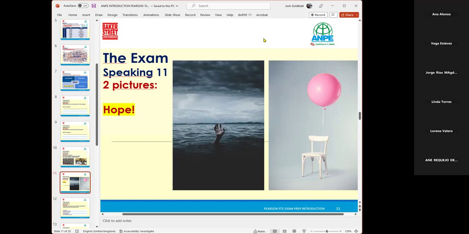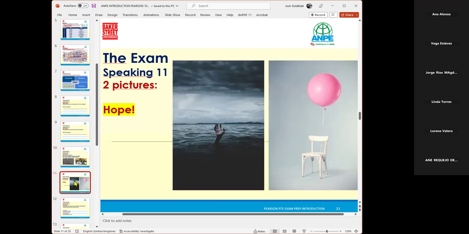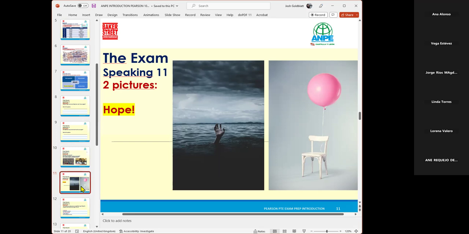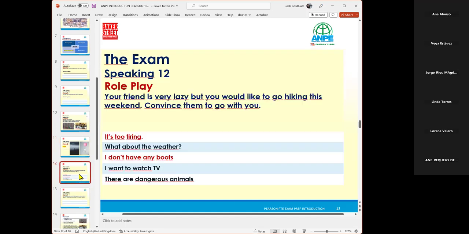All right. And then a very good description. Thank you, Jorge. Right. So that's that. Two pictures. Describe, analyze, or give your preference. Very good. And then the final one is what we call a role play.